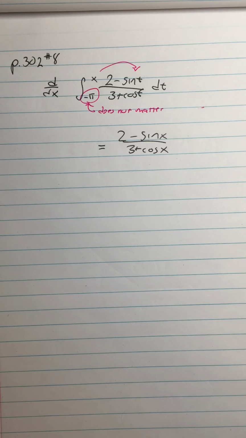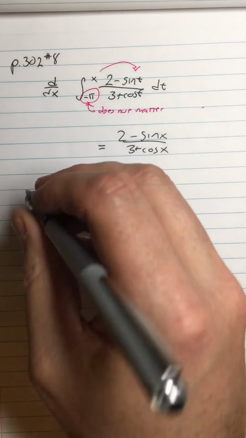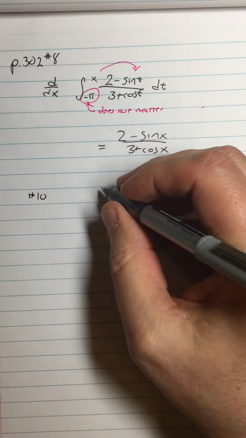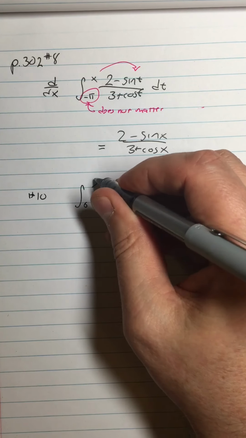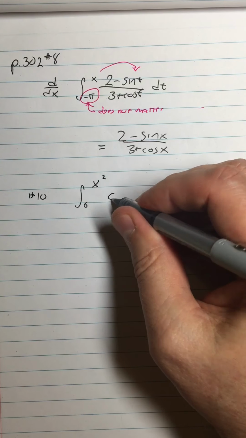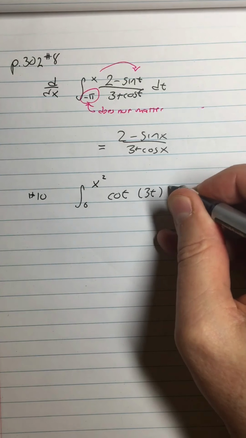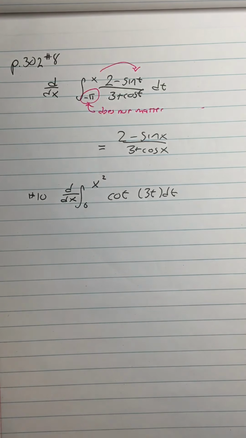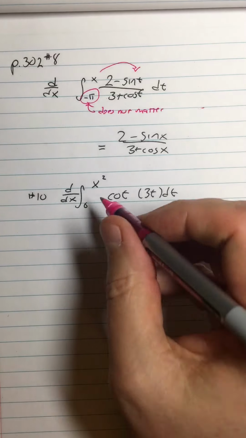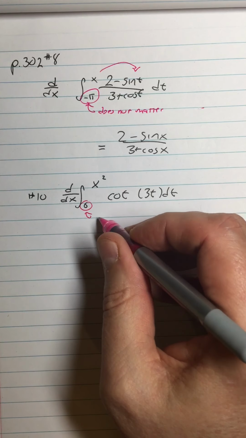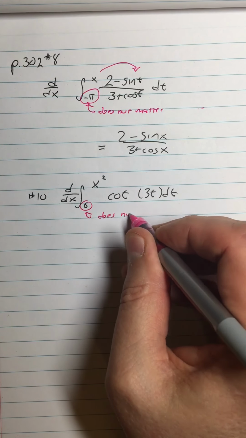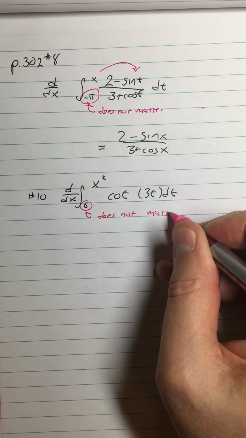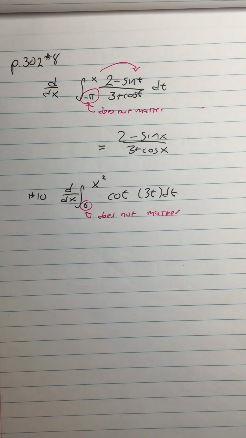So next up is number 10. Number 10 says it's the integral from 6 to x squared of cotangent of 3t dt. We want the derivative of that. I'm going to always write that derivative because it makes it clearer what we're actually doing here. We're finding a derivative. We're not doing the integrals. So once again, the 6 does not matter. All right, now here's the trick.